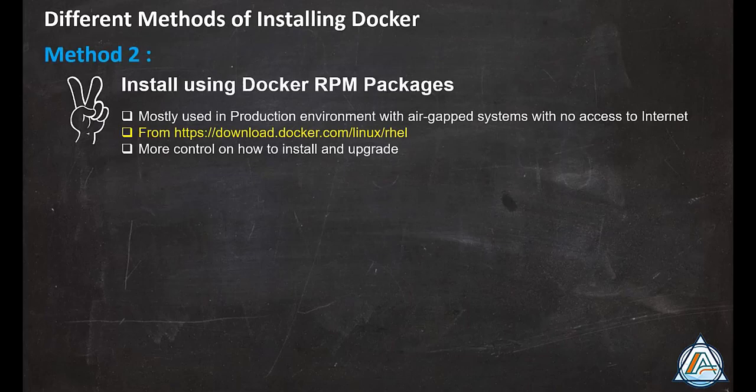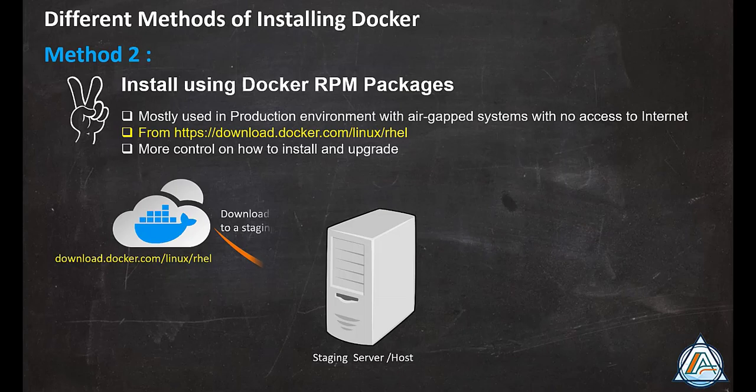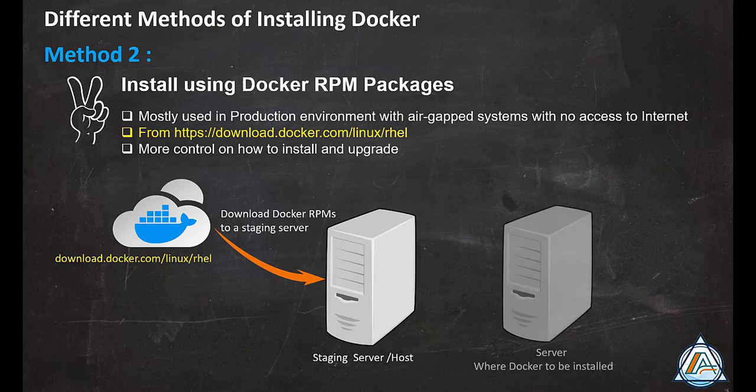The second method is installing Docker using the RPM packages. This is mostly used in production environments which are air-gapped in nature, where there is no access to the internet. It gives you more control on how to install and upgrade. We download the necessary Docker RPM packages and its dependencies onto a staging server or a workstation. We then use SCP or SFTP protocols, using WinSCP for example, to transfer the files from one host to the server where we intend to install Docker.